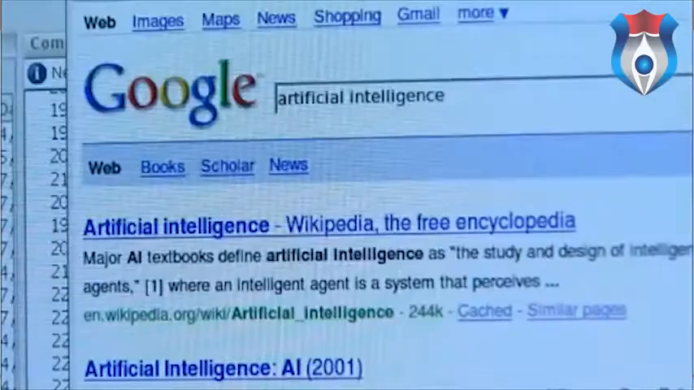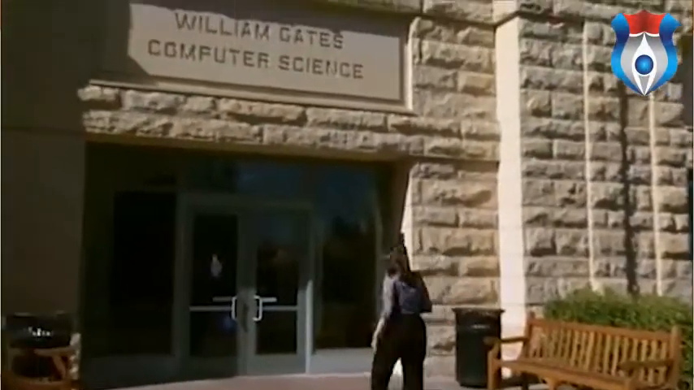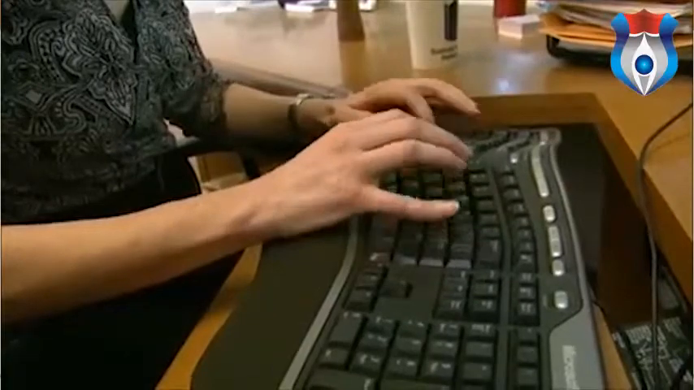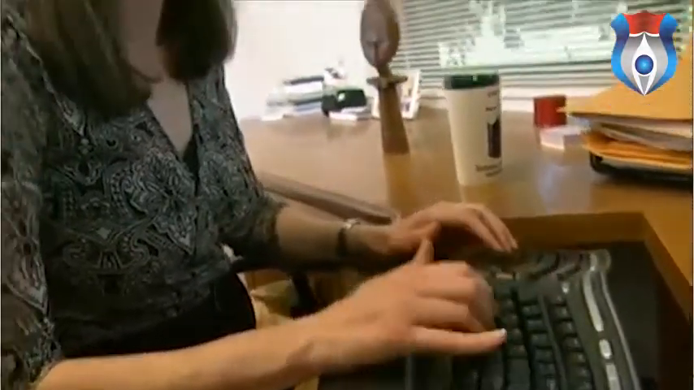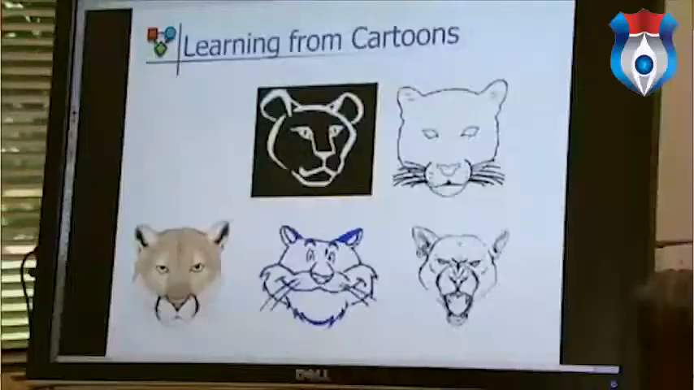AI is about more than making robots smarter. It's also about getting computing applications, like those used on the internet, to think, even reason, more like humans. Daphne Koller of Stanford University is using AI to make image searches more accurate by teaching the computer to understand context. A computer system by itself is pretty dumb.